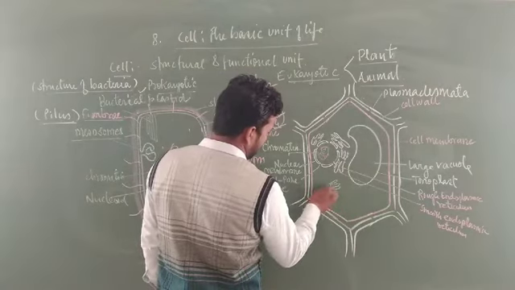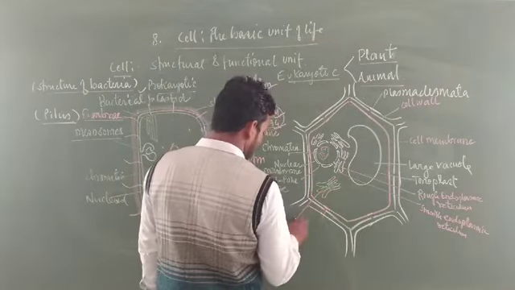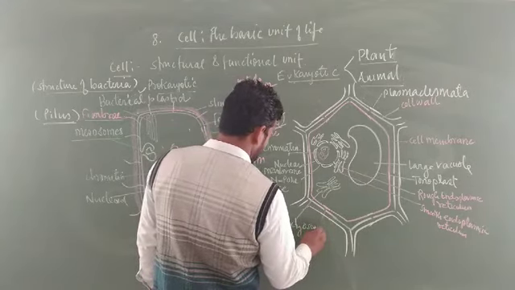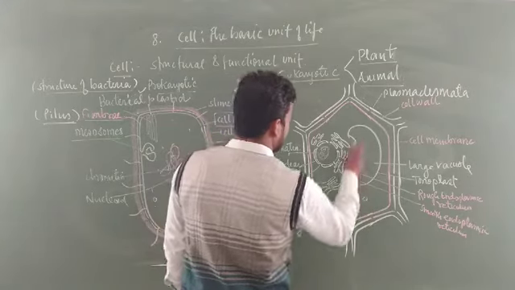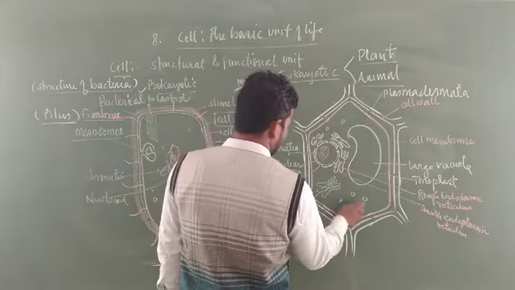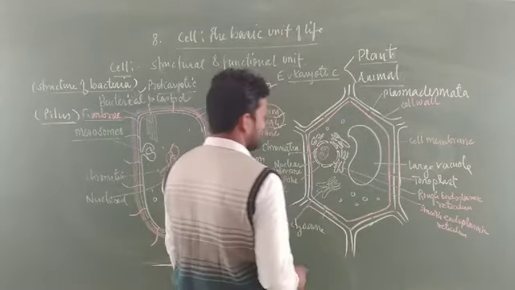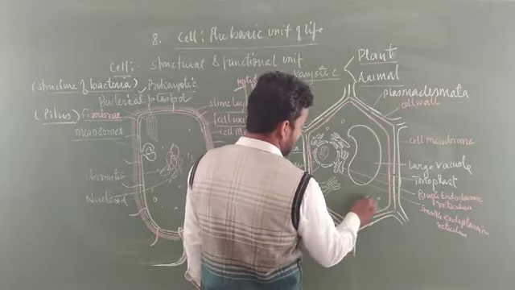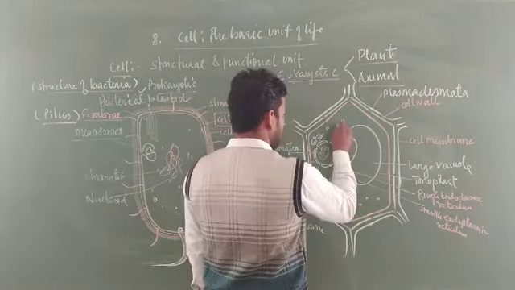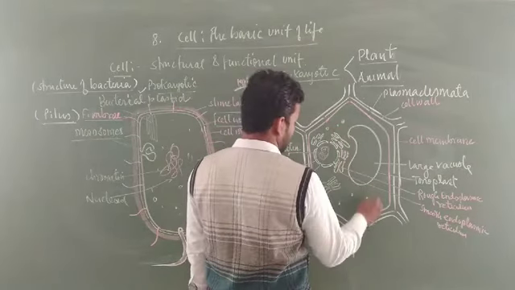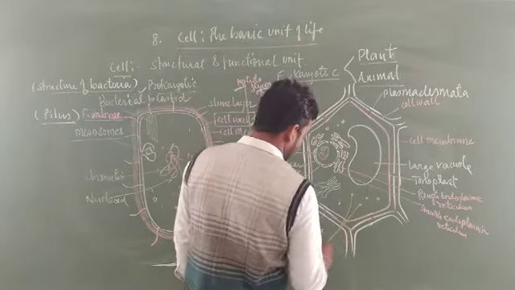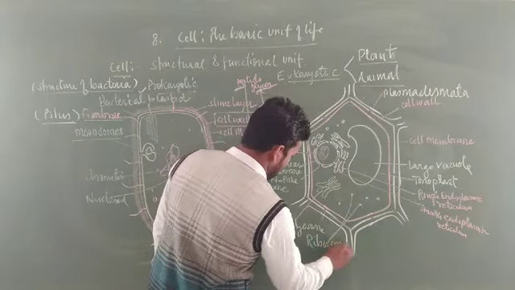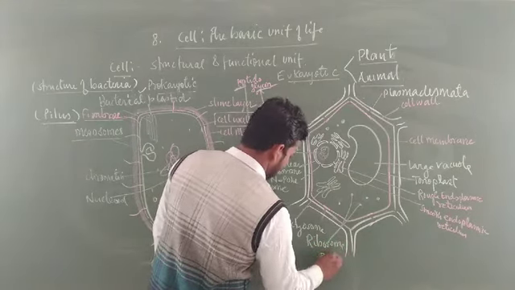Golgi body is also found in the plant cell. This is known as dictyosome. Besides this, some ribosomes are also found. This is a ribosome. The ribosome is also of the 80S type in the eukaryotic cell.